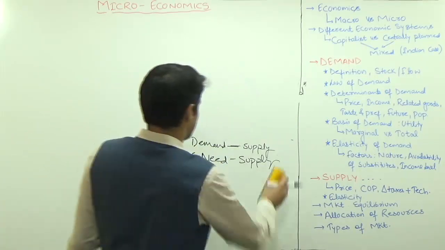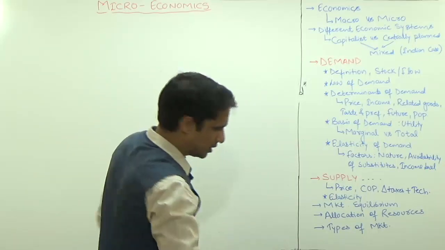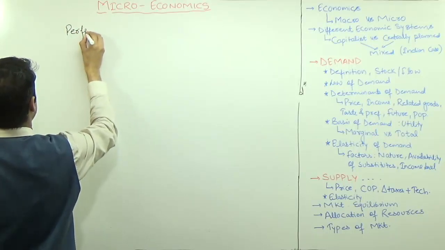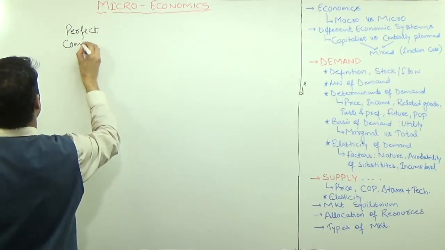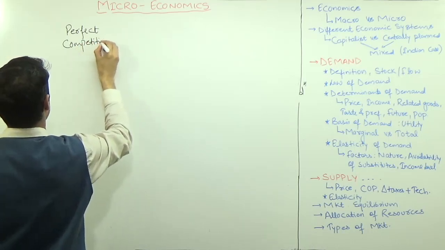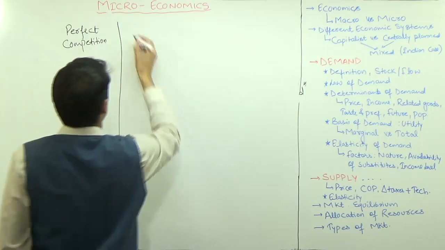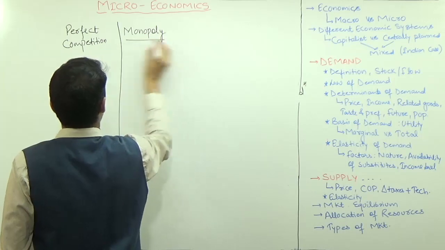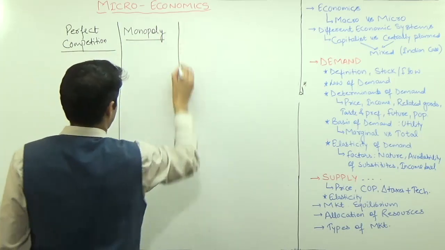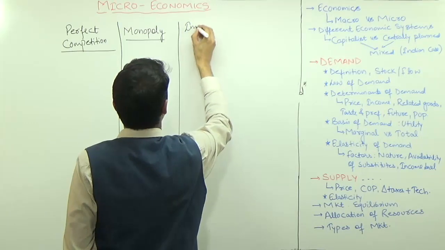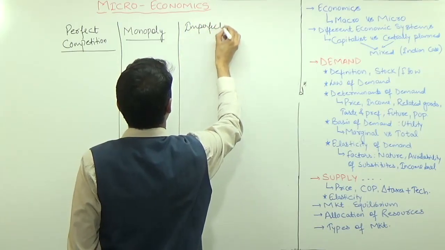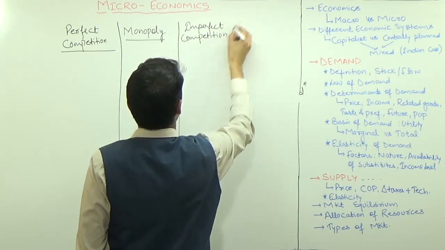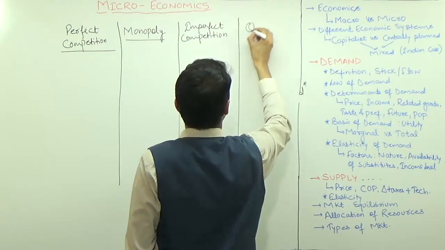And then we have the types of market. There can be basically 4 types of market: perfect competition, then monopoly, then imperfect competition, and then oligopoly.